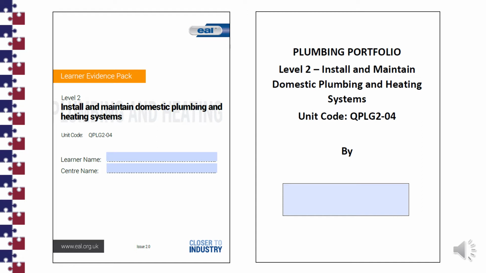Install and maintain domestic plumbing and heating systems. You should already have copies of these documents. If not, copies can be obtained from Option Skills. These documents are important because they're where you record, sign off and cross-reference the work you have done.